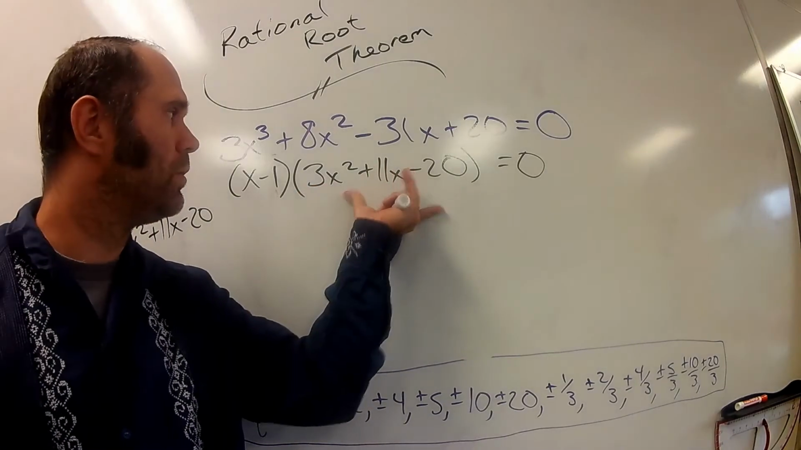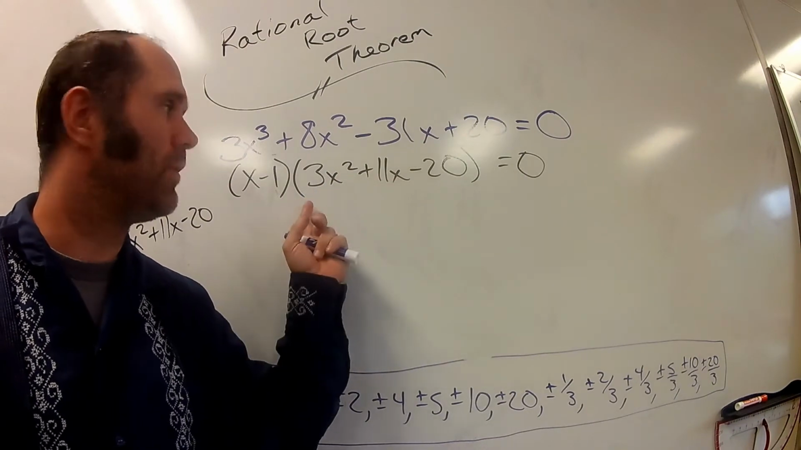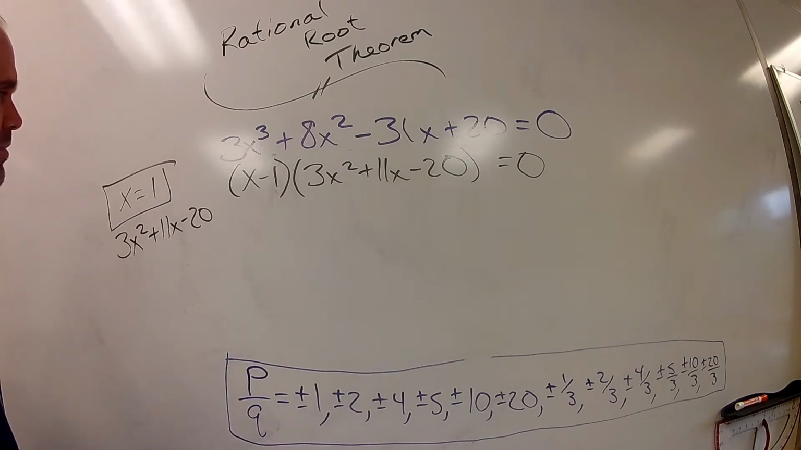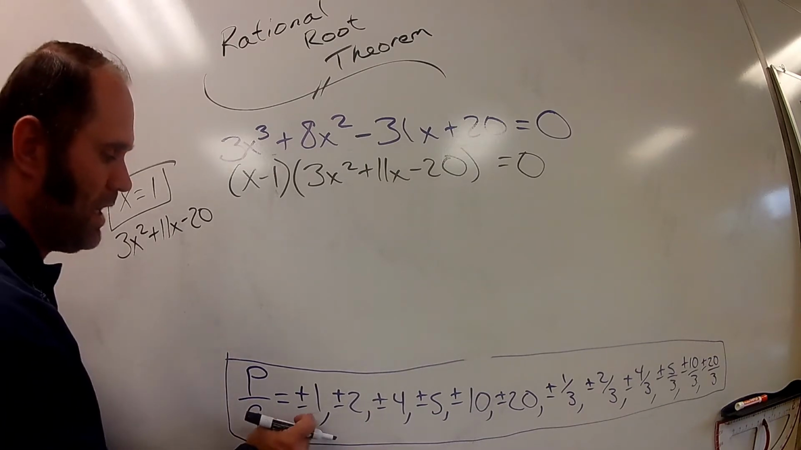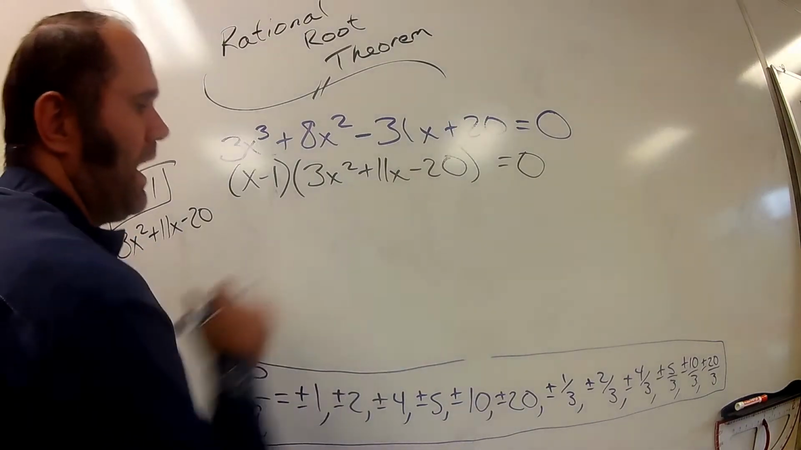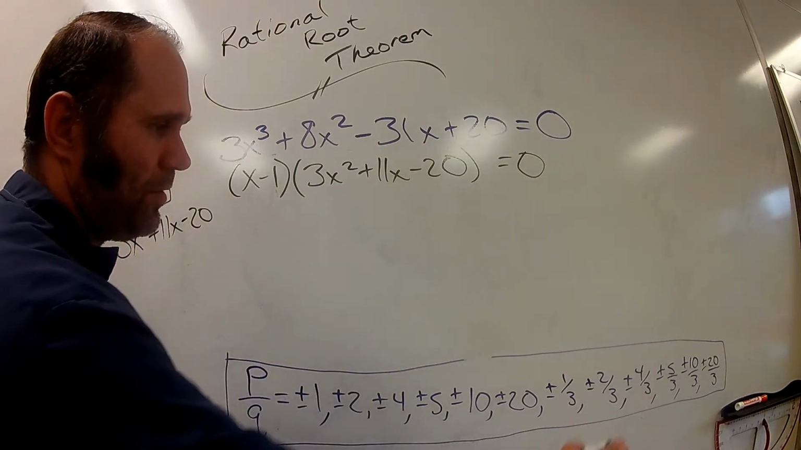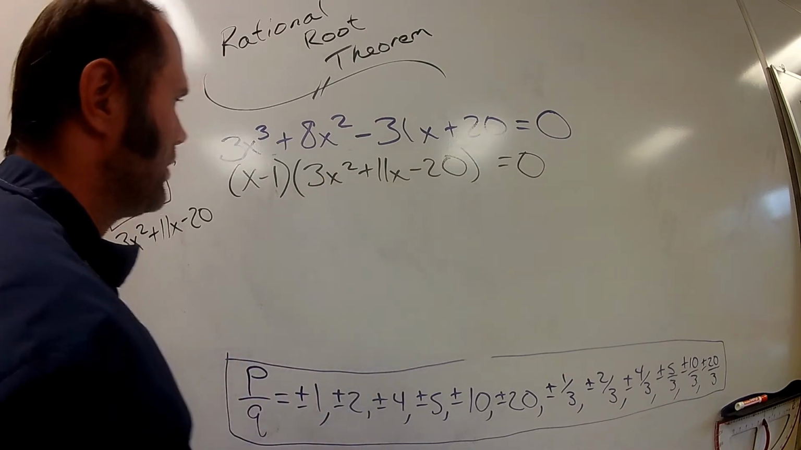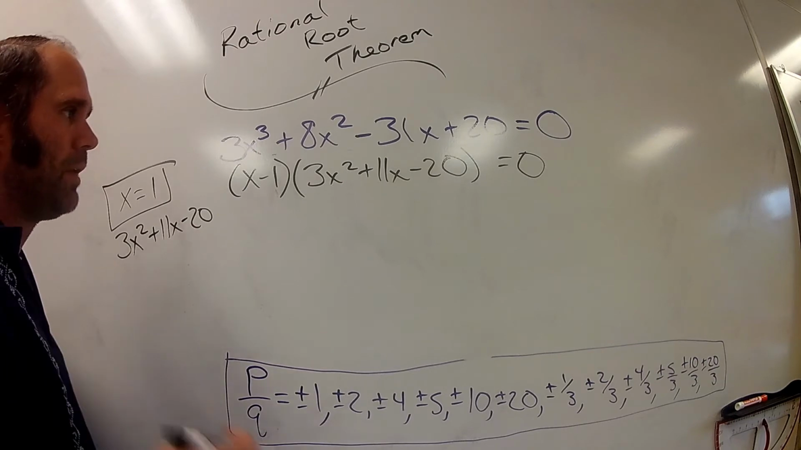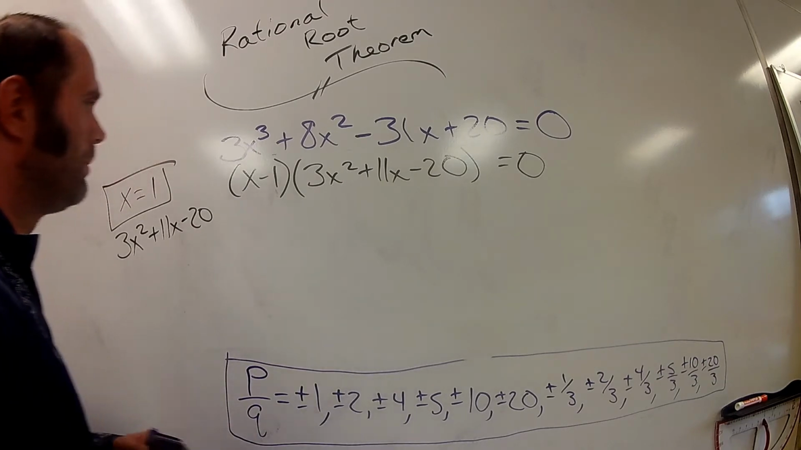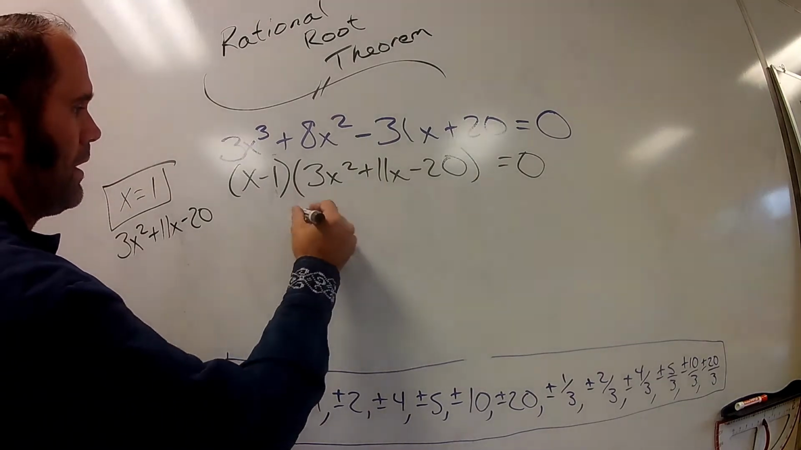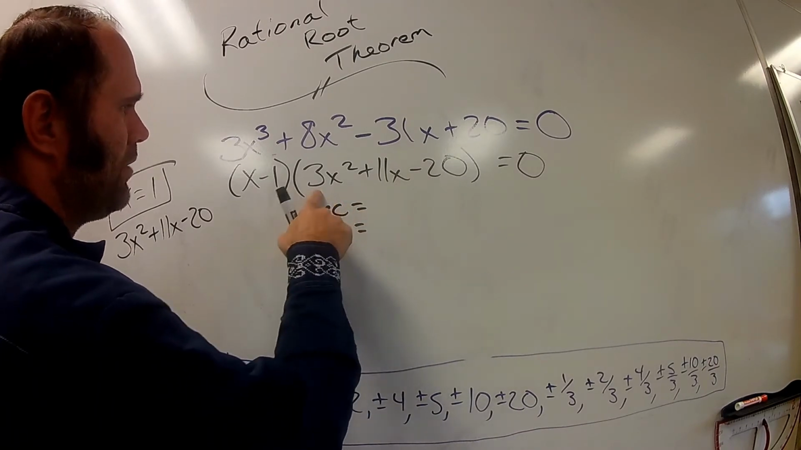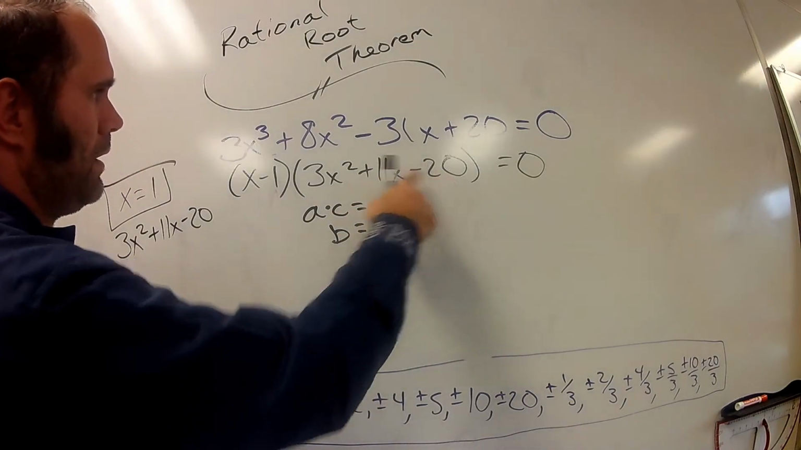So now we have an x squared. We want to factor this into 2 more groups. We could keep guessing, but you could use the AC method, and then we don't have to guess anymore. Once you get to a quadratic, you can use the AC method and factor by grouping. So here we go. We've got A times C, and we've got a B. So A is 3, C is negative 20.